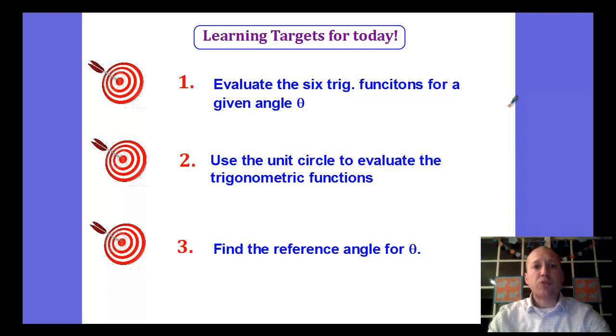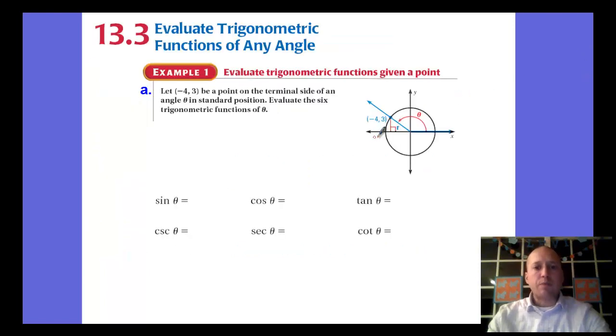Honors Algebra 2, Chapter 13, Section 3. So here are your targets for today. Looking at the 6 trig functions for any angle on the unit circle and making sure we know what reference angles are. So we're able to take a point on the coordinate plane now in which we're able to draw triangles and find the 6 trigonometric functions.